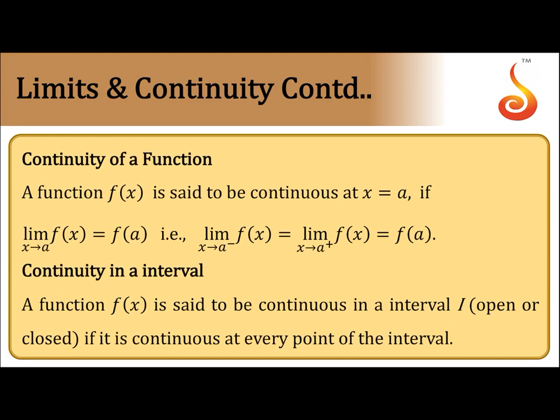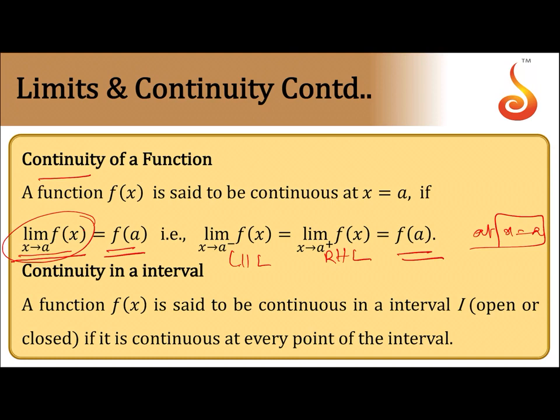Next, what is meant by continuity of the function? If the limit of a function exists at a and is equal to the value of the function... when do you say the limit of the function exists? When you say that LHL is equal to RHL and both of them are equal to the limit, and that is equal to the value, I say the function is said to be continuous at the point x equals a. That's a more important point, at the point.